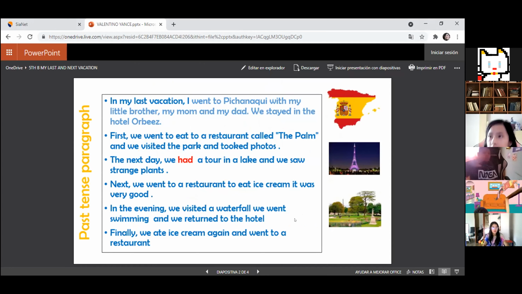Next, we went to a restaurant to eat ice cream. It was very good. In the evening, we visited a waterfall. We went swimming and we returned to the hotel. Finally, we ate ice cream again and we went to a restaurant.